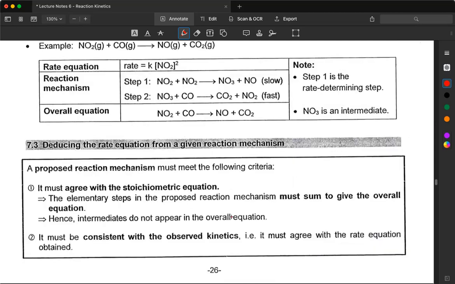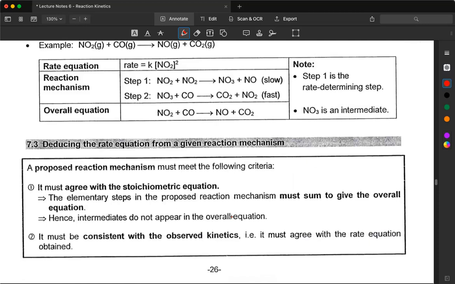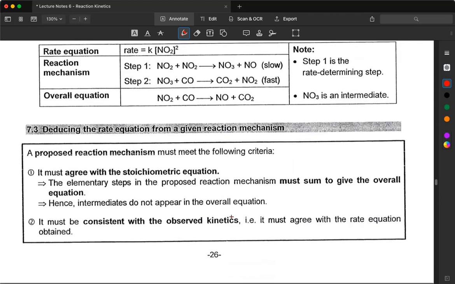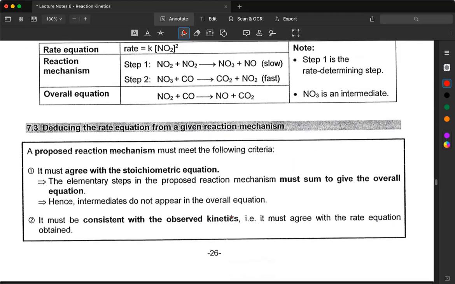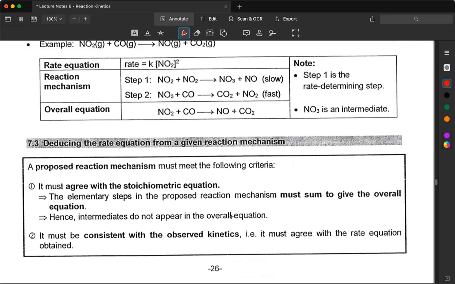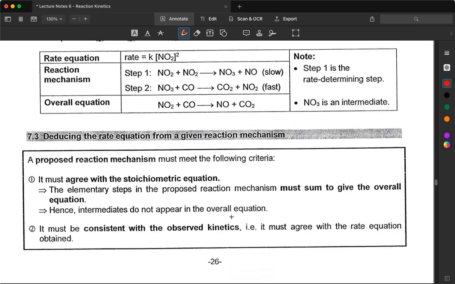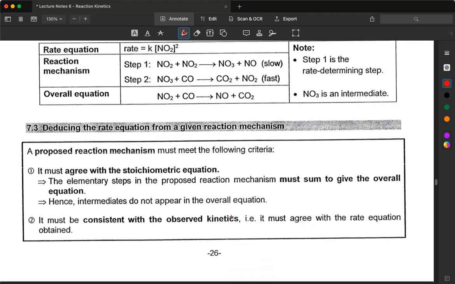In order to derive the rate equation, we need criteria to propose the reaction mechanism. Number 1, it must agree with the stoichiometric equation, so the elementary steps must sum up to give the overall equation such that the intermediate does not appear. And it must be consistent with the observed kinetics, agreeing with the rate equation obtained.